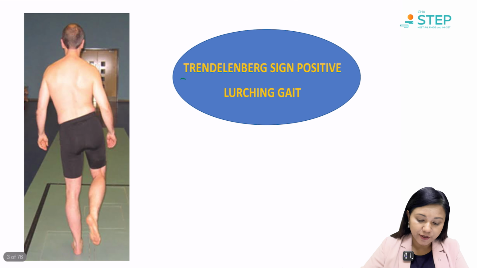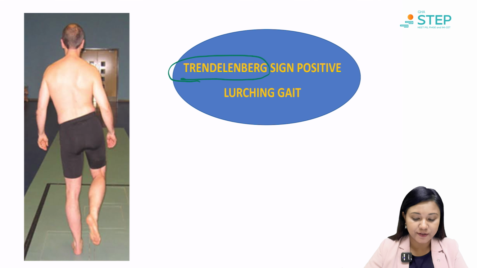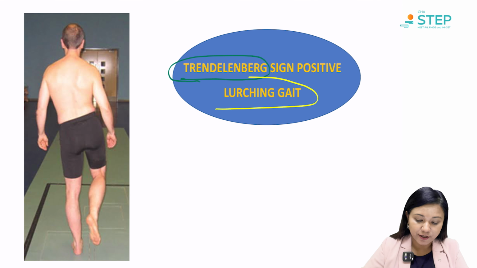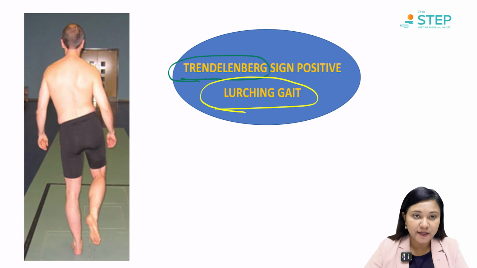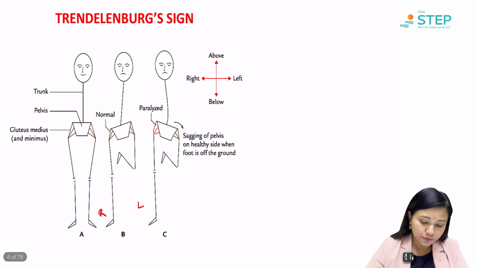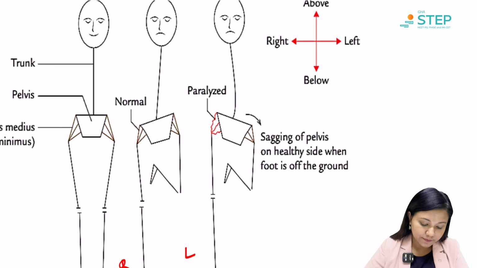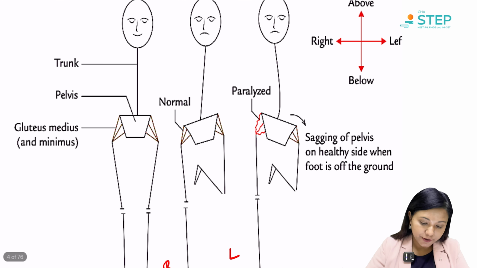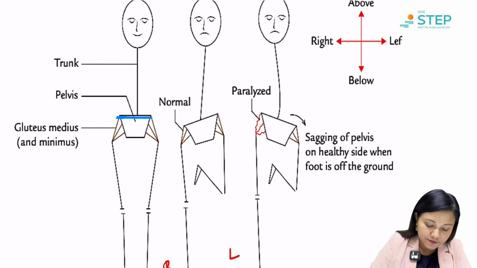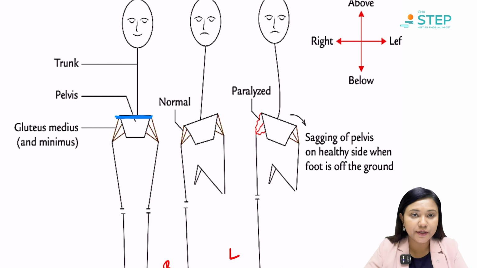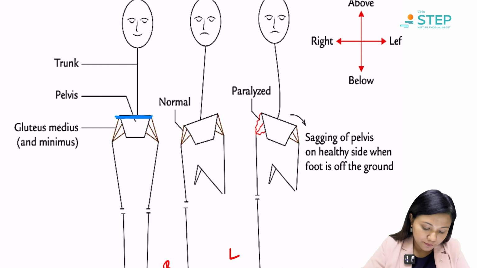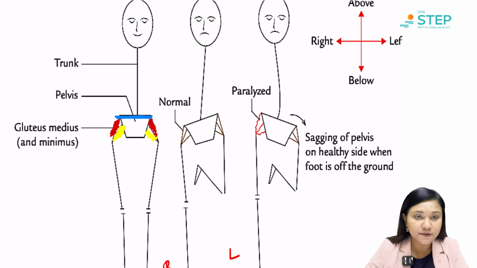So, it is the Trendelenburg sign, and the gait is the lurching gait. Now what is a positive Trendelenburg sign? To understand that, let us understand a basic concept. This is a normal pelvis. In a normal pelvis, when both feet are on the ground, the gluteus medius and gluteus minimus on both sides are contracting, keeping the pelvis at the same level.